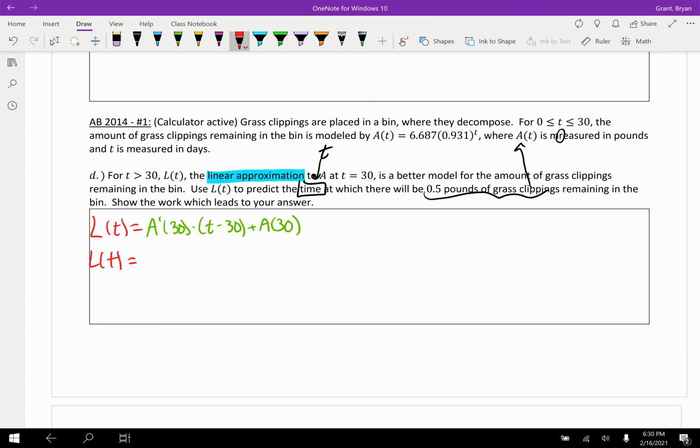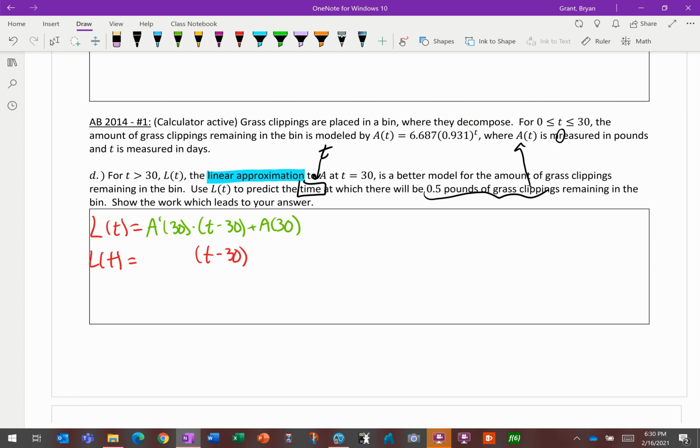So we have L of t equals, we need to find A prime of 30 and A of 30, but luckily we have an equation A that's going to find A of 30, and it's also going to find A prime of 30 for us. That's very exciting. How is it going to do that? We have a calculator. I'm certainly not going to plug 30 into that and try to do it by hand. That sounds terrible.